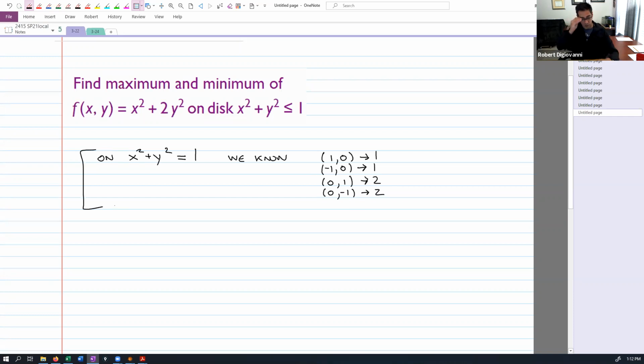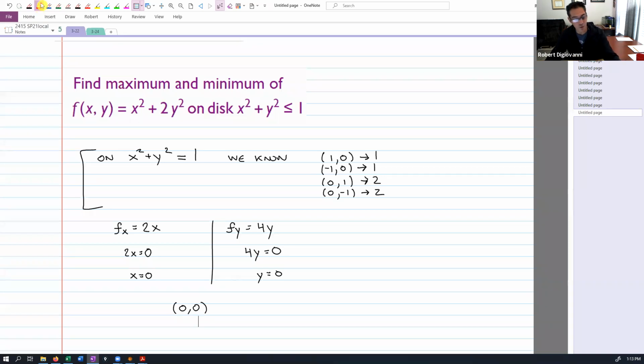So now what we do is we say, all right, well, let's take the partial of f with respect to x. Okay, that's just 2x. Let's take the partial of f with respect to y. That's just going to be 4y. And let's set both of those equal to 0. And these are easy solutions, right? X must be 0, y must be 0. And so the only point that could possibly satisfy both of those at the same time would be the point 0, 0.